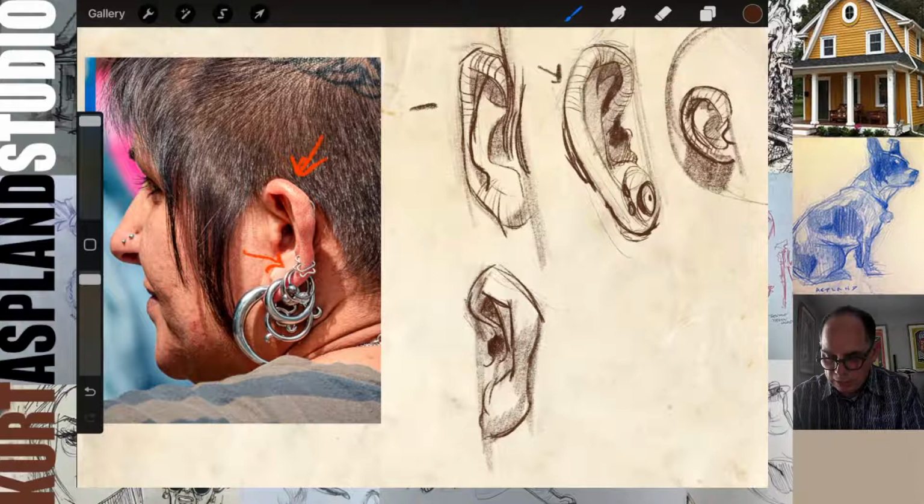Yes, they would be not circles, but you want to think of them as circles that have form and volume, like rings. And she's got this big one. This is more of a hook or a horn or something.